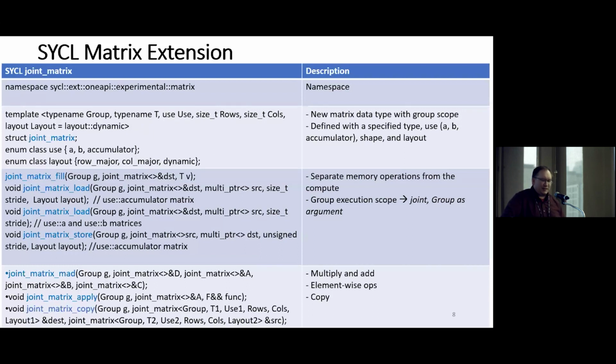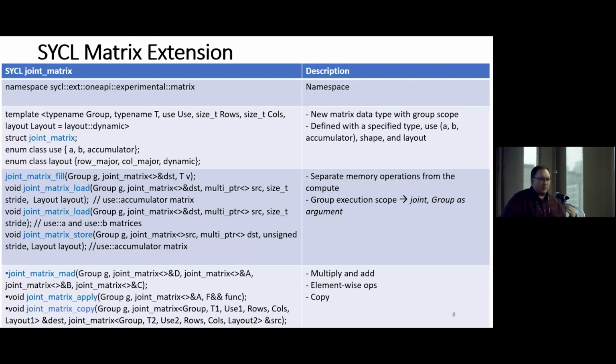There are a couple of enums that are useful when defining these things. The first is this use I mentioned. So is it the first matrix, is it the second matrix, or is it your accumulator? And then layout is important. Is it row major, column major, dynamic, or potentially other options?